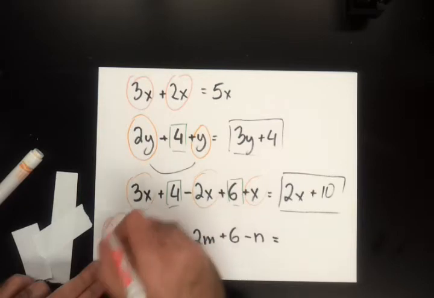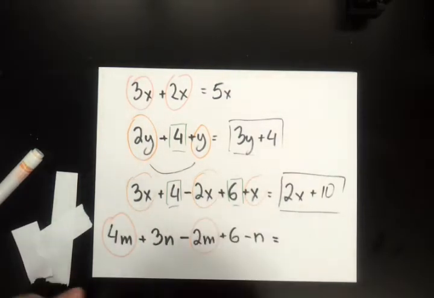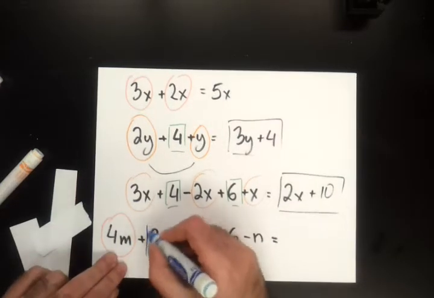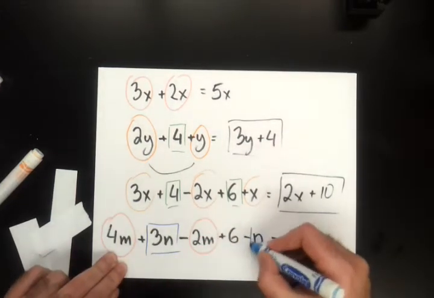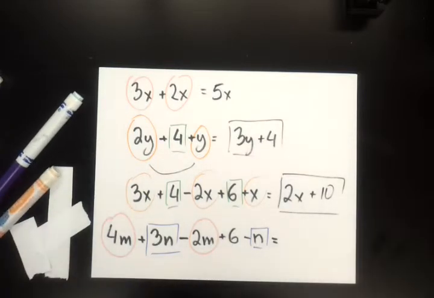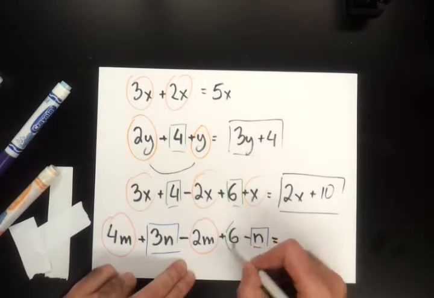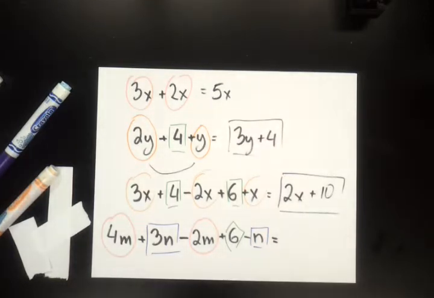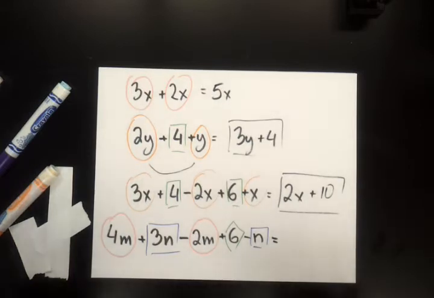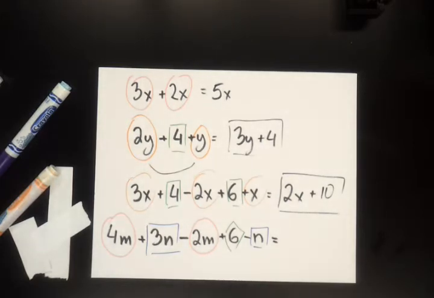I have an m term. I have a pair of n terms. And then I have myself one constant. And just like before, I'm not going to cover these ones up, but you get the idea. I'm going to deal with one at a time. I'm going to deal with the m terms first.